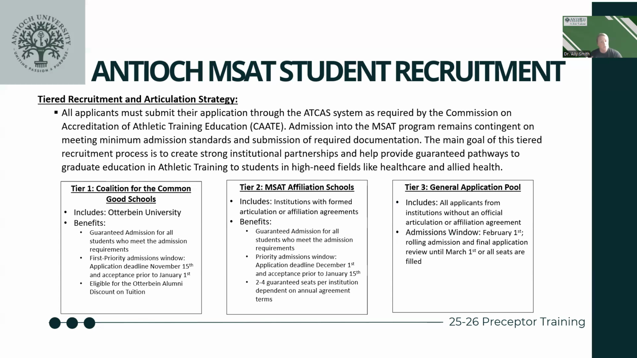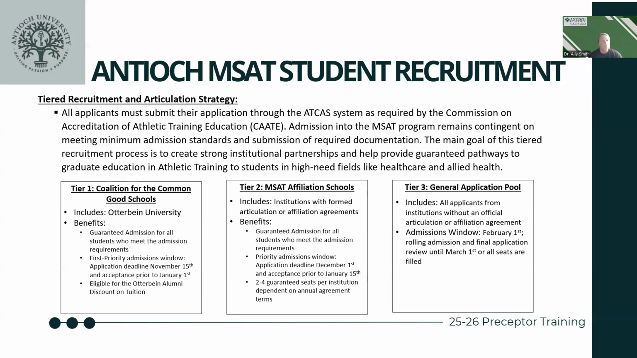And then we wanted you to have an understanding of how we are going about recruiting for our program. We have devised a tiered system to recruit students. Antioch and Otterbein University are the founding members of the Coalition for the Common Good. So our tier 1 recruitment strategy is to recruit students from Otterbein's allied health program. Those students will have a priority deadline and will be guaranteed a seat as long as they meet the minimum GPA requirements for Antioch.